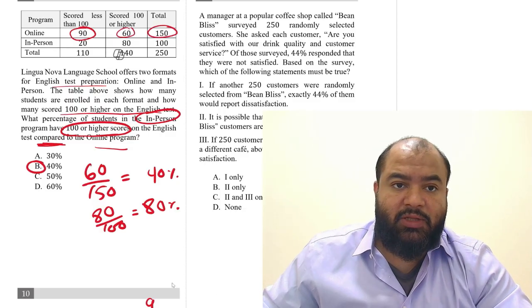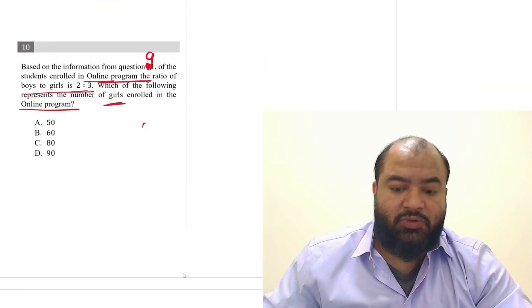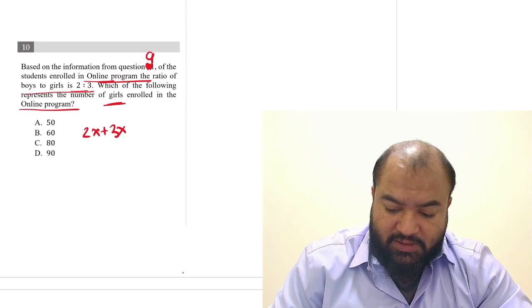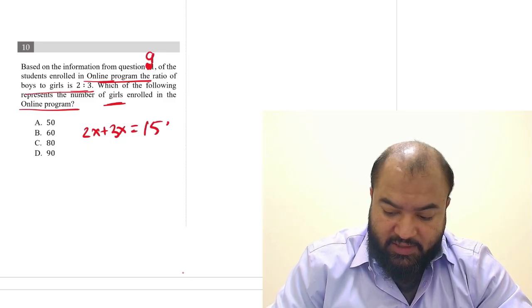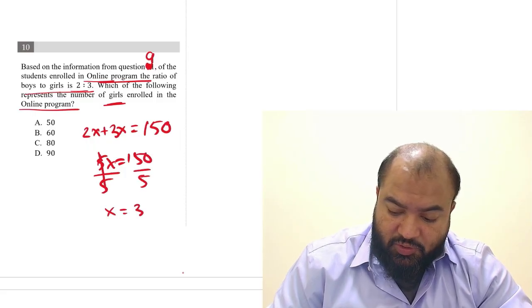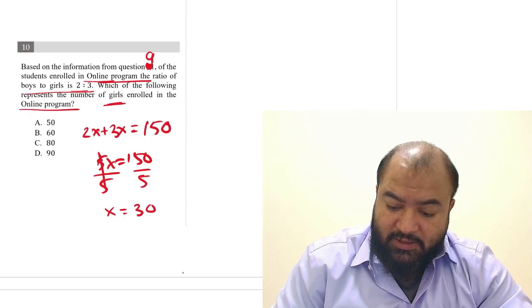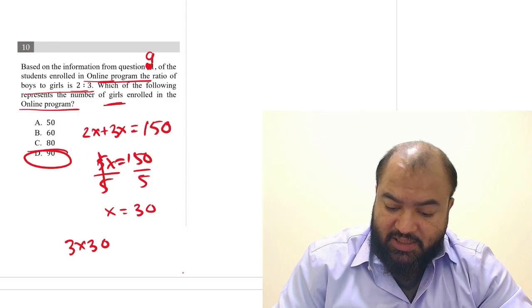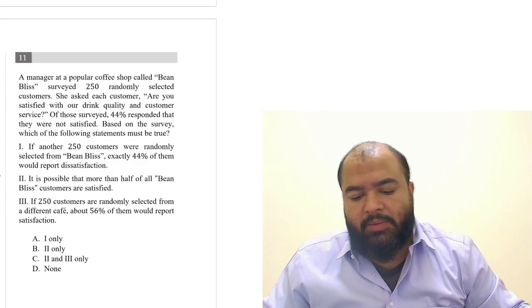The ratio they said is boys to girls is 2 to 3. So I can say 2x plus 3x, this is 5x, is equal to, how much was it? 150, right? The total. So 5x equals 150. Divide by 5, so x is equal to 30. Now they said the girls, so the girls was 3x. So 3 times 30, that's 90. D is the answer.